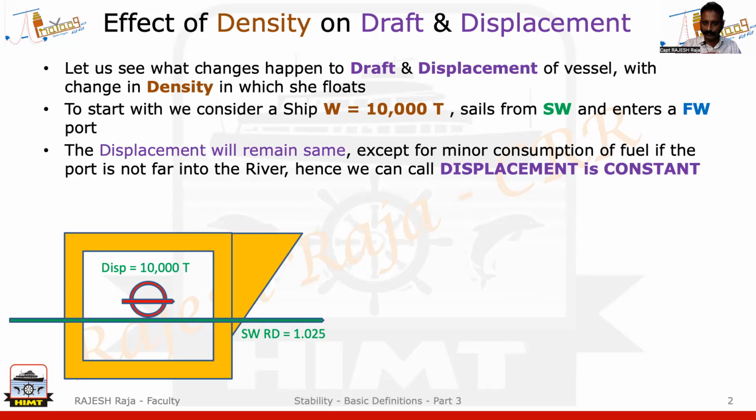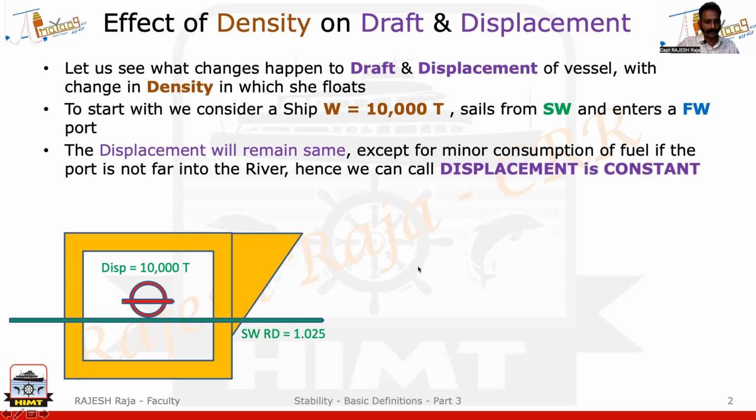So what I'm going to look at is, if it is a very short distance, with some minor consumptions, I can assume that the displacement is still constant. So I consider the displacement is still approximately 10,000 tons. It is a good way of understanding, even though it really doesn't happen. There will be a small change because of consumptions. But I'm considering displacement is constant. So this is the principle with which I go. It is also called the constant displacement theory.